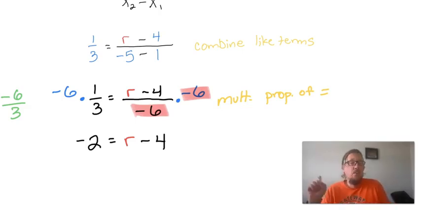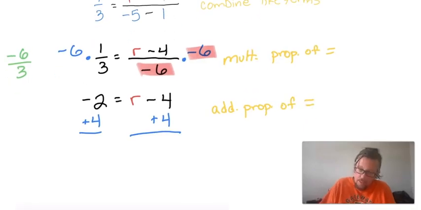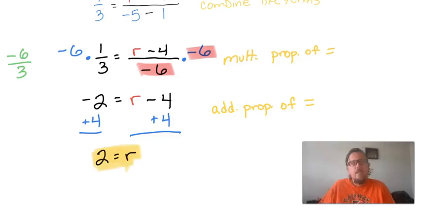Okay, now there's only one thing left for us to get rid of, and that's the -4. So let's do that next. We're going to add 4 to both sides. That, of course, is the addition property of equality because we're adding to both sides. -2 plus 4 is 2. And that's r. So our value of r is 2. That's the value of that y coordinate that will give us a slope of 1/3.